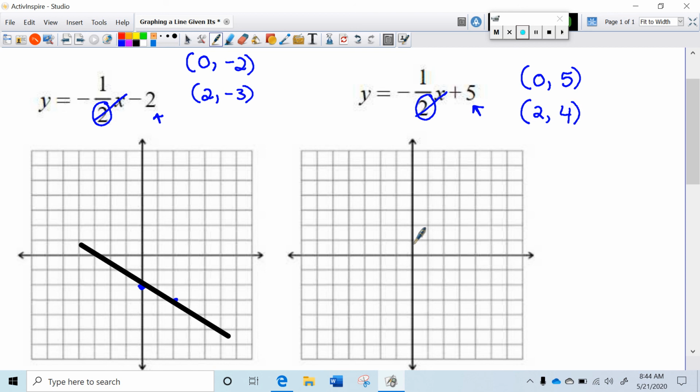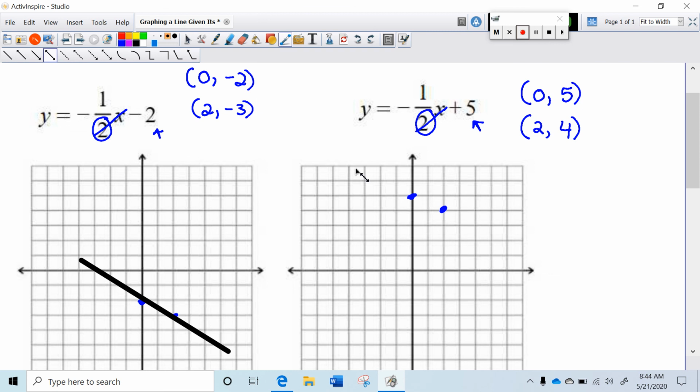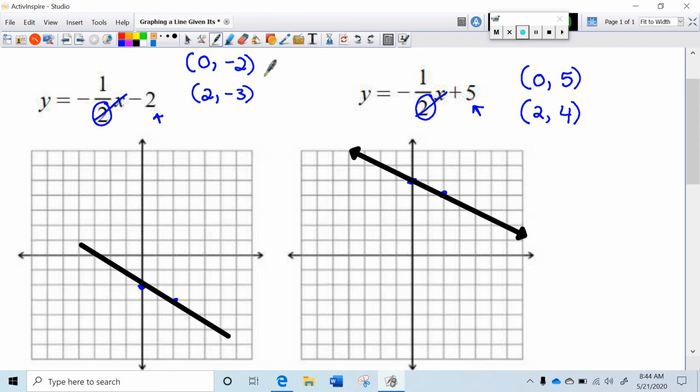So 0, 5: 1, 2, 3, 4, 5 is here. 2, 4: 2, and then 1, 2, 3, 4 is here. You connect those, and that one's done.